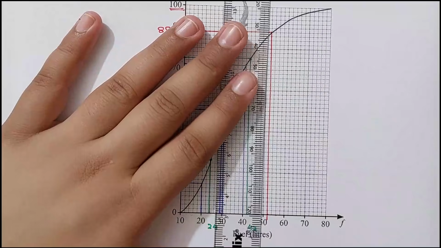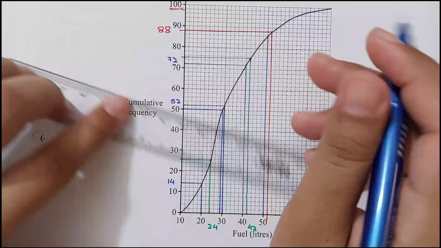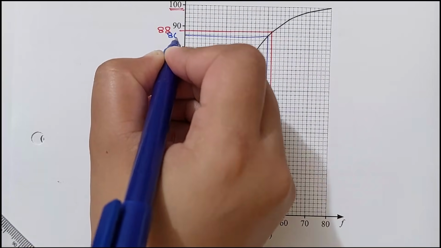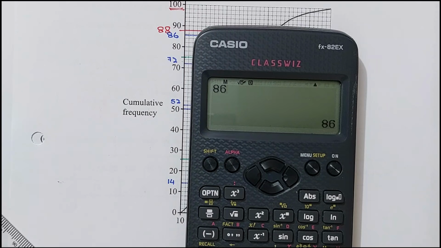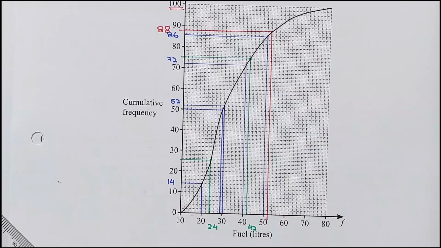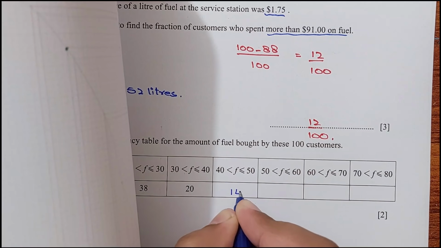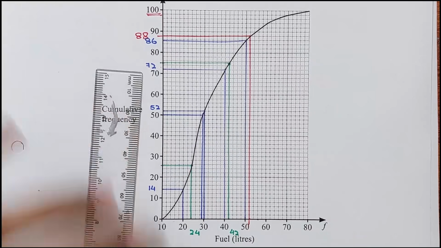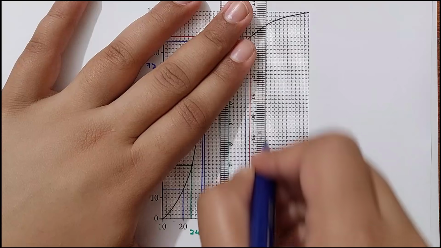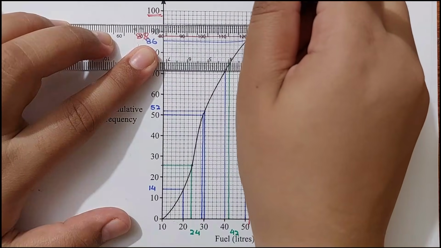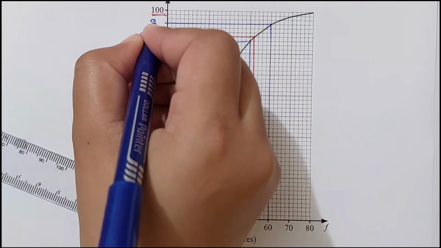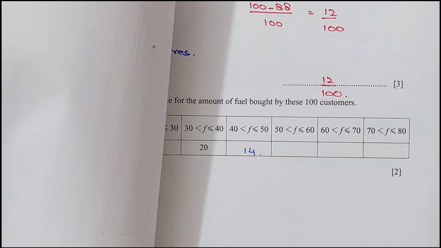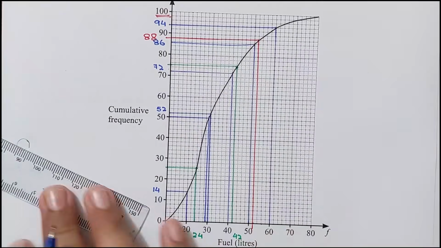Between 40 and 50. So at 50, this is 86. So we can do 86 minus 72. It's 14. Let me complete the table. It is 14. Between 50 and 60. 50 is 86. Let me check at 60. The cumulative frequency corresponding to 60 is 94. So 94 take away 86 is 8. Okay, next is 60 and 70.